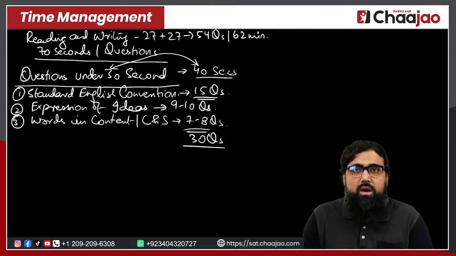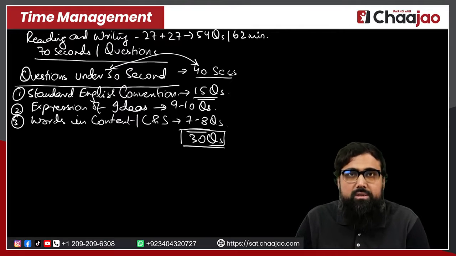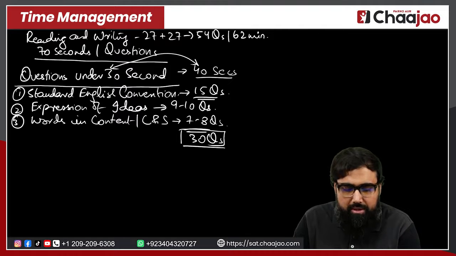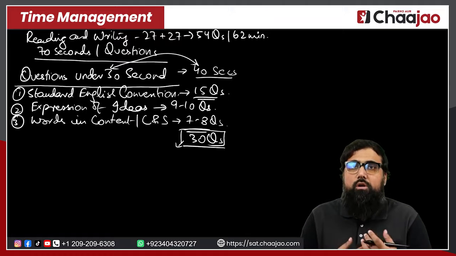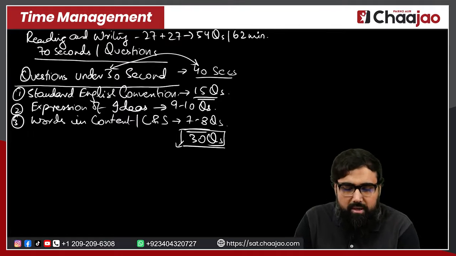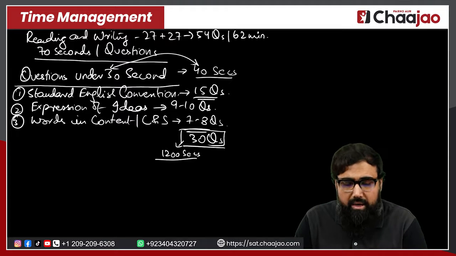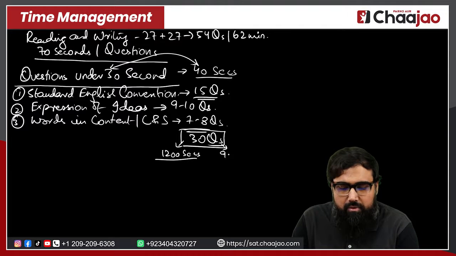Now, this is where you have to concentrate and focus. If you solve these questions in 30 seconds or 40 seconds, let's assume you solve them in 30 seconds, you will save around 40 seconds per question. And if you solve them in 40 seconds, you will still save 30 seconds per question. That means solving them in 30 seconds will get you 1200 extra seconds, and solving them in 40 seconds will give you an extra 900 seconds.